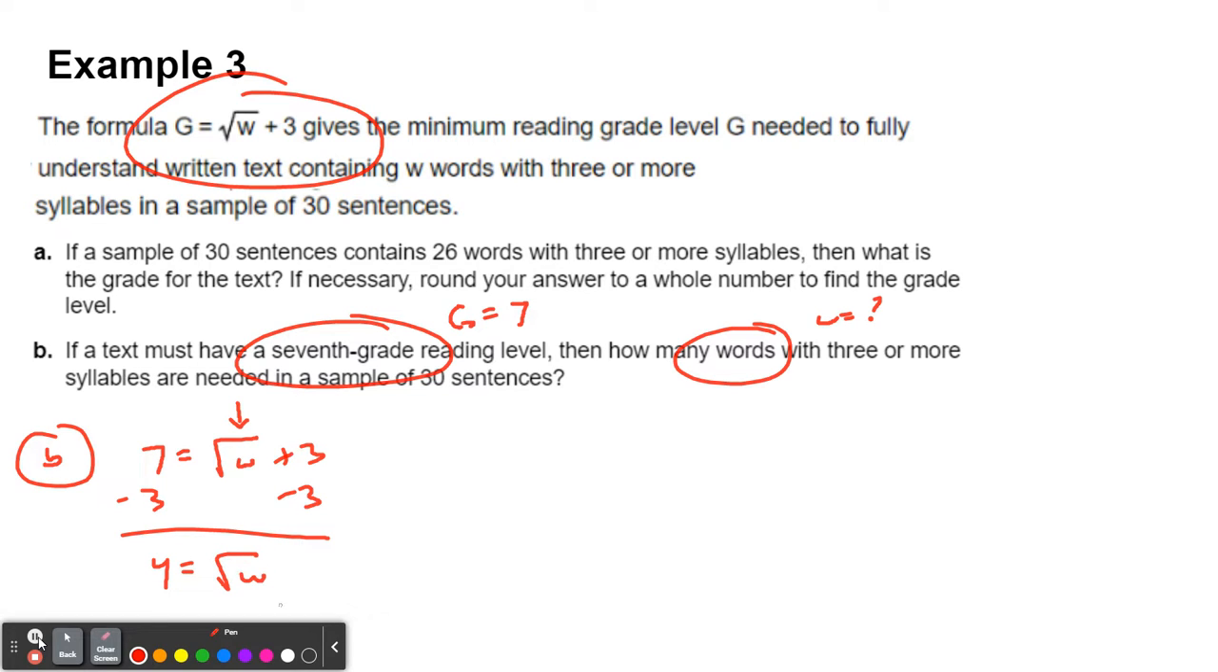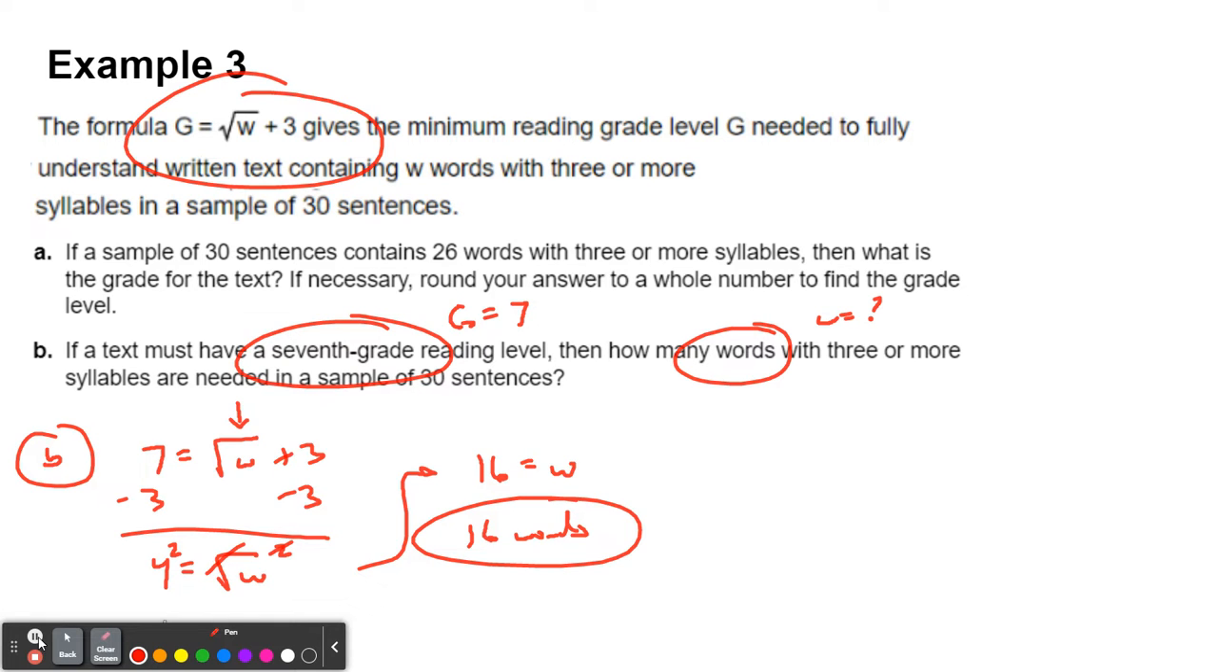And now, just like a square root undoes a squared, squaring will undo a square root. So if we square both sides like this, 4 squared is 16, and over here, the square and the square root cancel, and that's w. And that means you need 16 words.